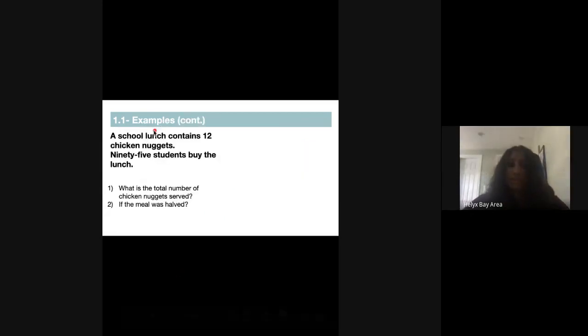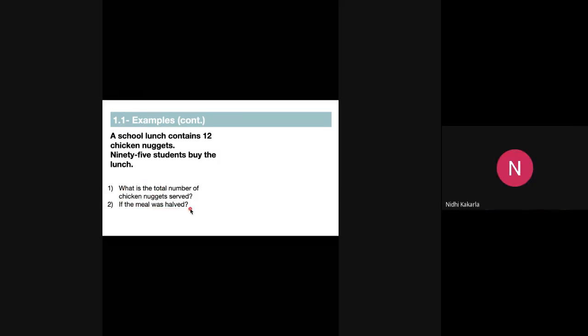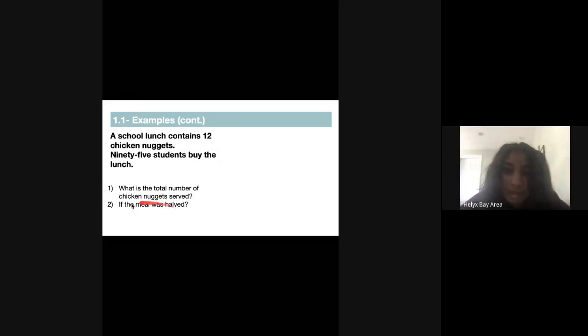Okay, here's our next example, which is a real life application. So let's say, I'm sure you guys have seen school lunch or have bought school lunch or anything. So a school lunch contains 12 chicken nuggets, and there are 95 students who buy the lunch. What we're trying to find out is, what is the total number of chicken nuggets served? And if the meal was half, meaning if there was 6 chicken nuggets, how many chicken nuggets in total would be served? So I'll give you some time to think about that.